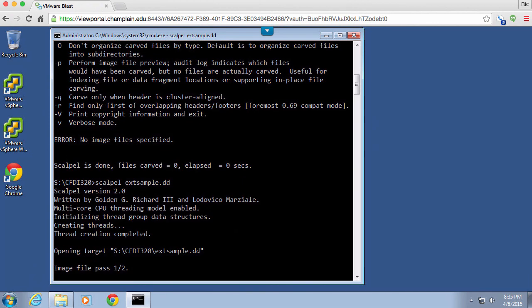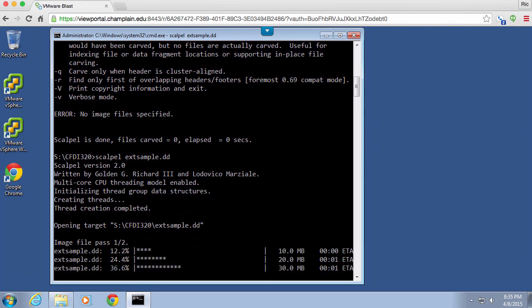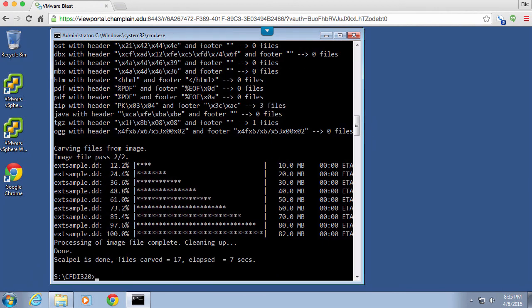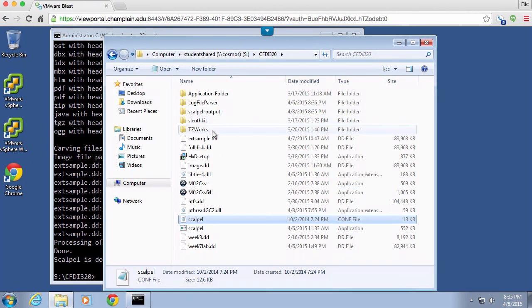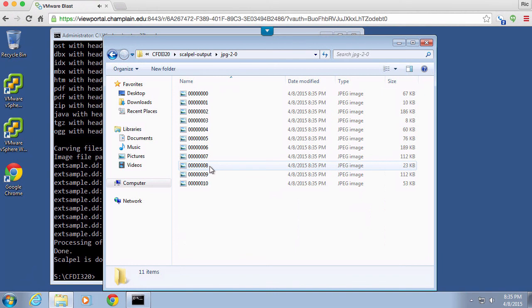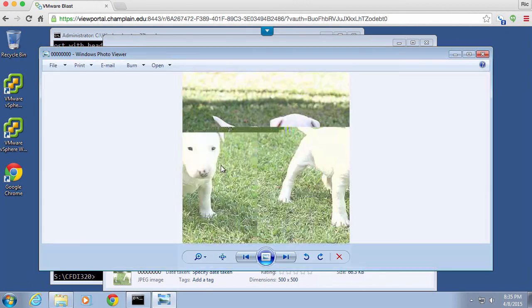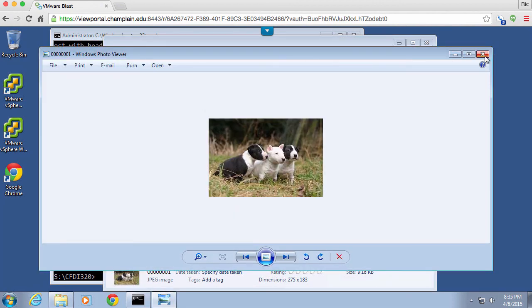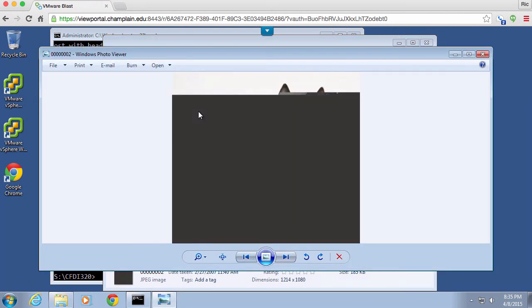So we're just going to run Scalpel against my ext sample disk image, and this is going to extract all of the files that it finds. Let me just open this back up again. What we should have gotten was a directory called Scalpel output, and sure enough, we did. What we've got is a set of JPEGs here, in this case, that it has carved out. It looks like it didn't quite put it together right, because what it's assuming for the most part is that all of the blocks are contiguous.